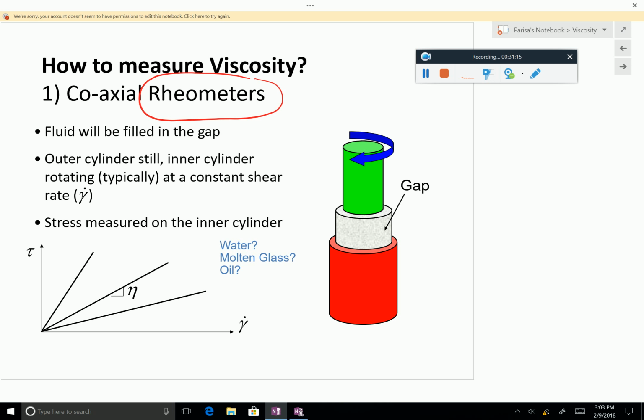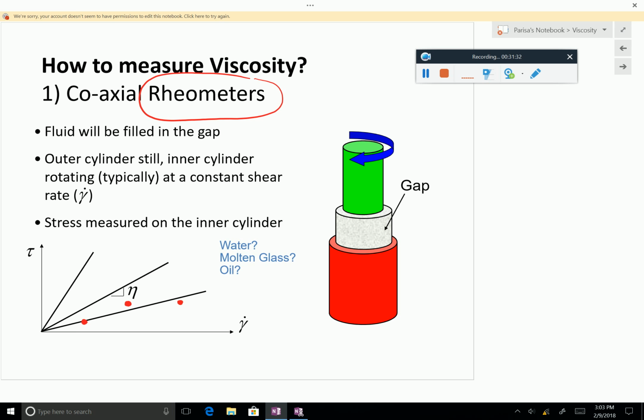So you get a point on the stress-strain rate diagram. You change the rate, you get another point. You change the rate, you measure stress, you get another point. You fit a line, you look at the slope, and that gives you viscosity.